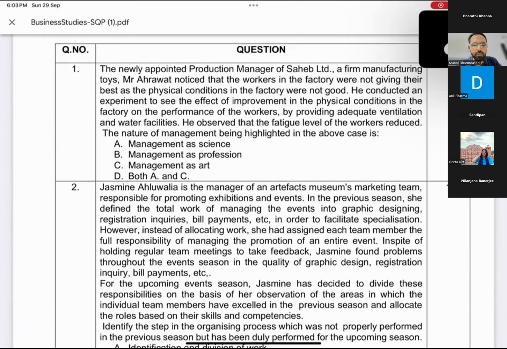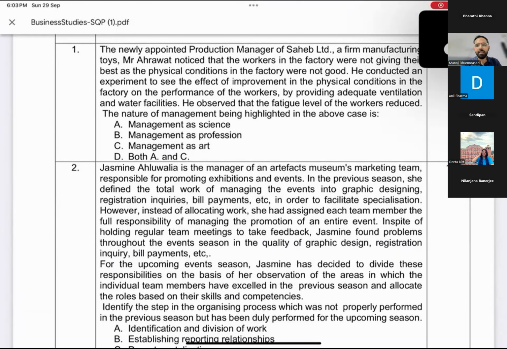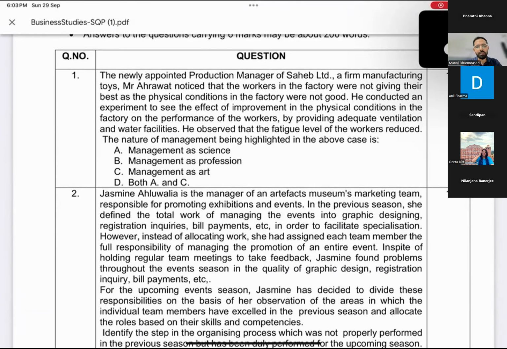Like you can see in the first question only. See the question: the nature of the management. We have to find out the nature. But for identifying that nature, first we have to understand the whole case study behind it. That Sahib Limited is a company which is appointing a manager. So this takes time. We cannot say that this question can be done in 1 mark, 1 minute only. So these are the questions which take a lot of the student's time.